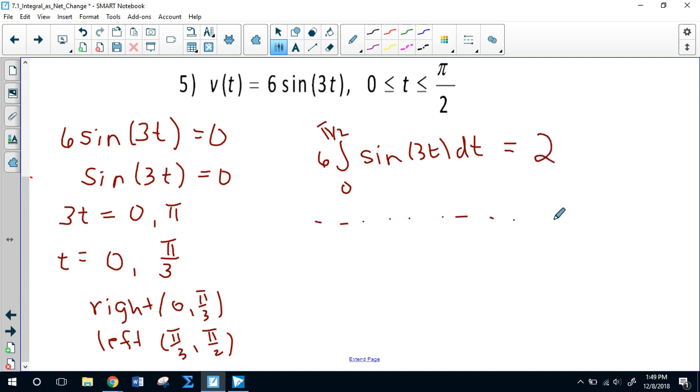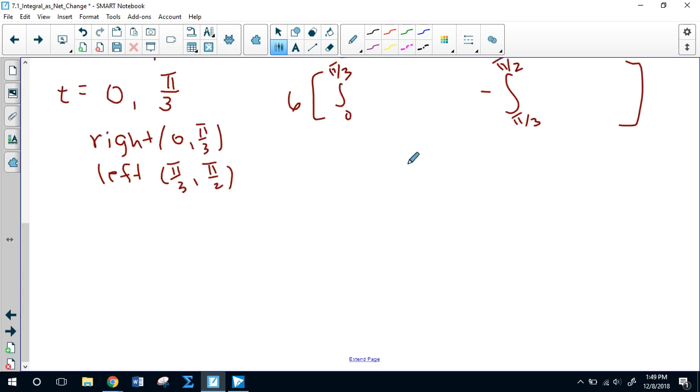Okay, and then to do the total distance, still have the 6 out front. Now you're going to have two integrals, or you're going to use absolute value. We're going to go from 0 to pi over 3, and then we're going to subtract the answer I get from pi over 3 to pi over 2. Okay, so I'm not even going to write it all down. Once you work this all out or put it in your calculator, if it's a calculator question, you should find that the final answer is 6. So again, if you're not getting the same answers as me, please let me know and I will recheck my video.